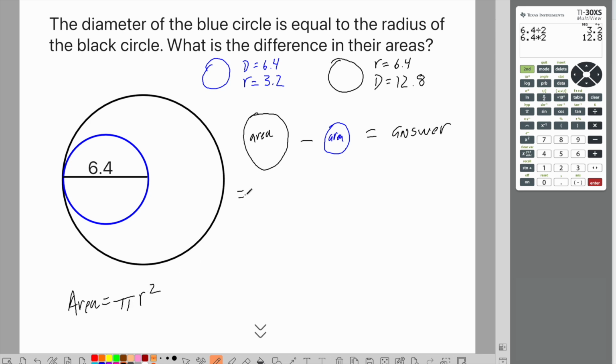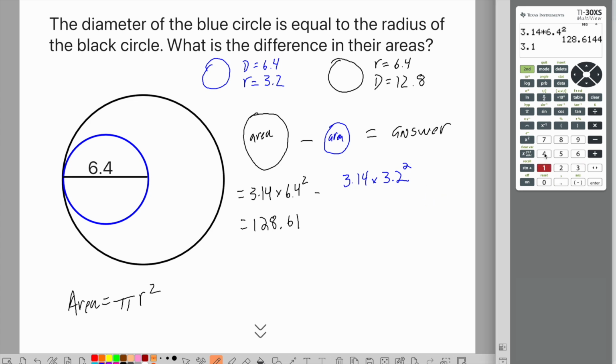So let's do that here for the black one. This is going to be 3.14 times 6.4 squared. So let's put that in the calculator over here, 3.14 times 6.4 squared. So the area of the black circle is 128.61. And now let's find the area of the blue circle. That's going to be equal to 3.14 times the radius of the blue circle, which is 3.2 squared.